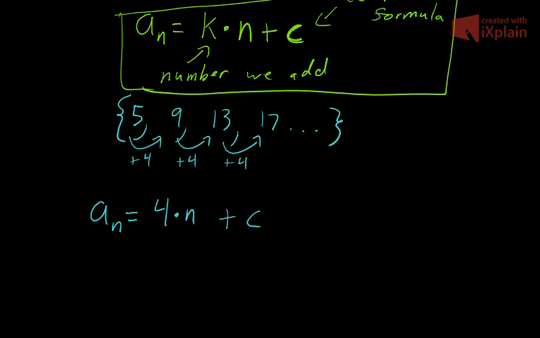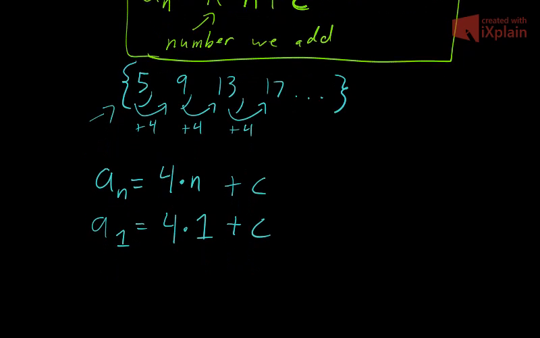So without my plus c, 4 times n is going to give me a different set of numbers than this, which is what I want. So what I need to do is figure out what I need to change. To do that, I like to just plug in 1 for n, so figure out what the first number is. So a of n, I'm actually going to do a of 1. This is the way to write the first number, and it's going to be equal to 4 times 1 plus something.